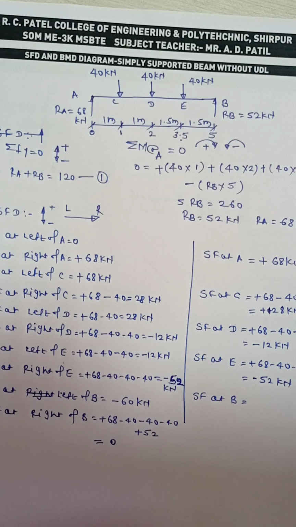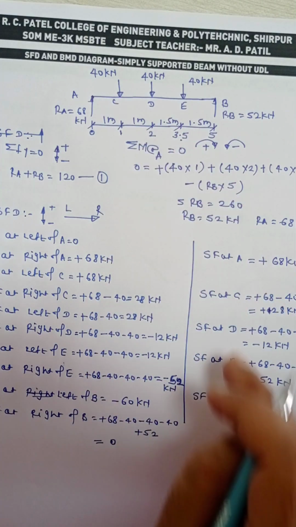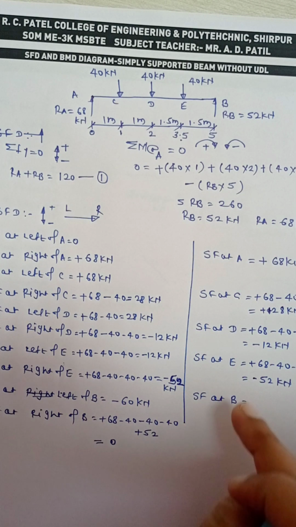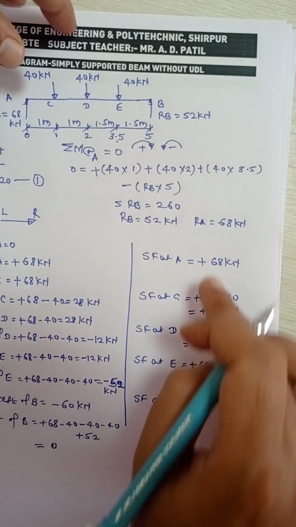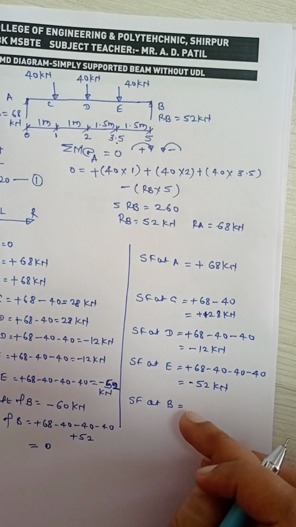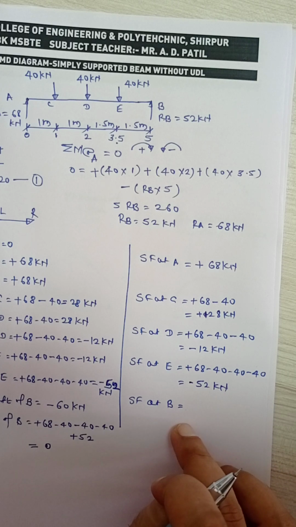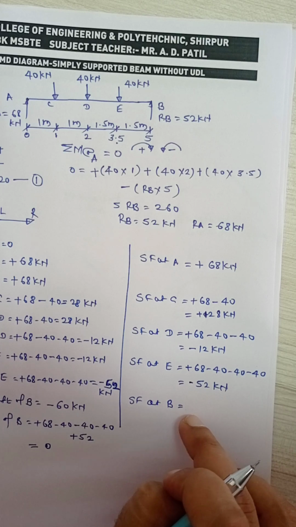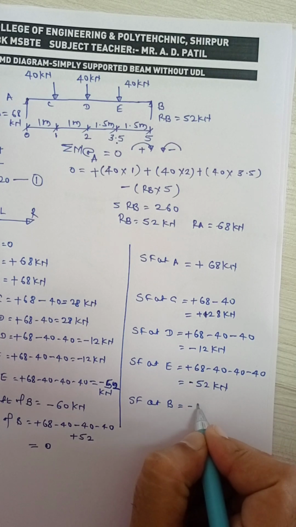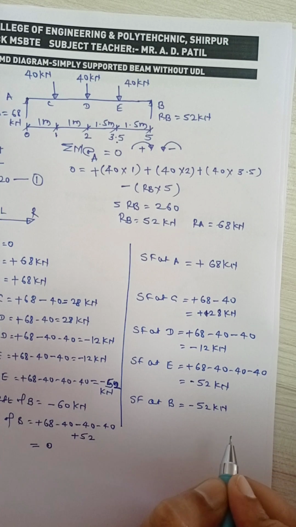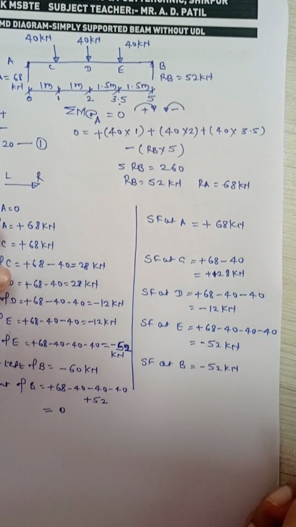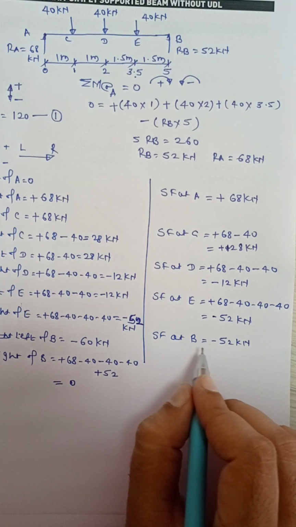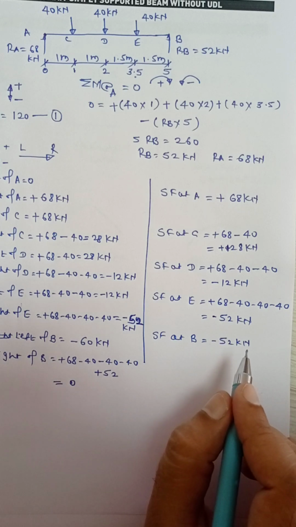While solving the numerical, when you are applying this concept, always write the previous point answer at the last point. Means for the SFD at B, the previous point answer is minus 52 kilonewton. If we calculate, the answer will be 0. While drawing the SFD, I will show why we write the directly previous point answer here.